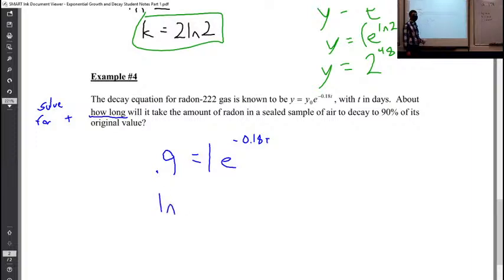Natural log of 0.9 equals my exponent, which is negative 0.18t. So if I solve, that means t is the natural log of 0.9 over negative 0.18.